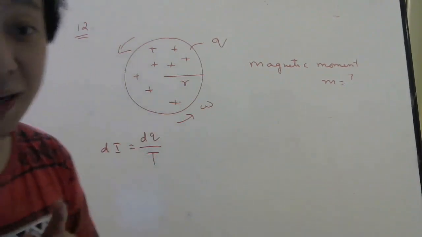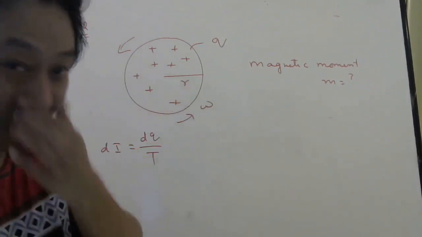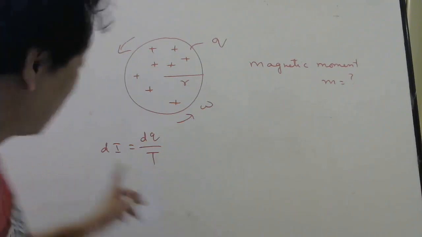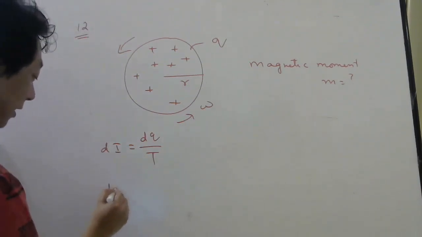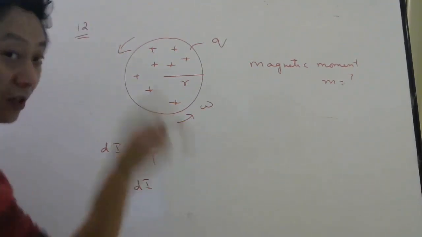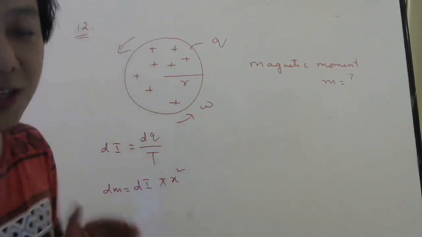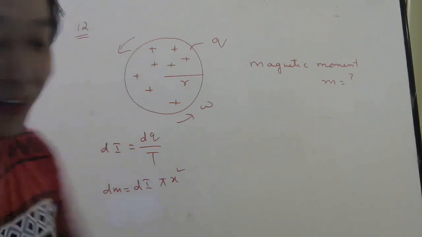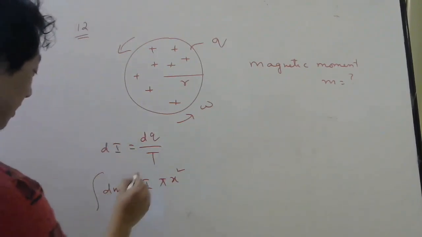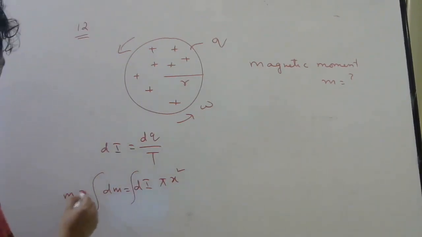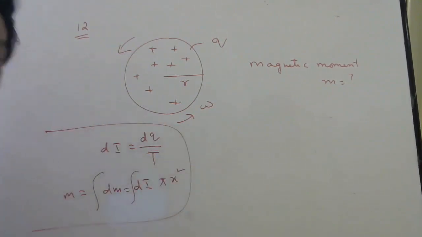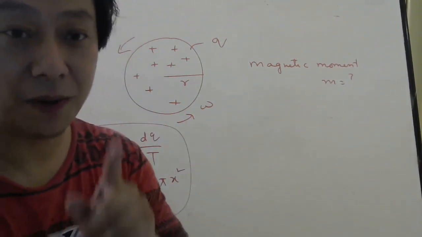Just like I found the magnetic field at the center, that way you can do it. First find the current, then find the magnetic moment. Current into the area of that ring, pi x square, because the ring which I took had radius x. So this way you can do it, then you integrate to find the total magnetic moment. Like this we can do it, but we will apply one shortcut.